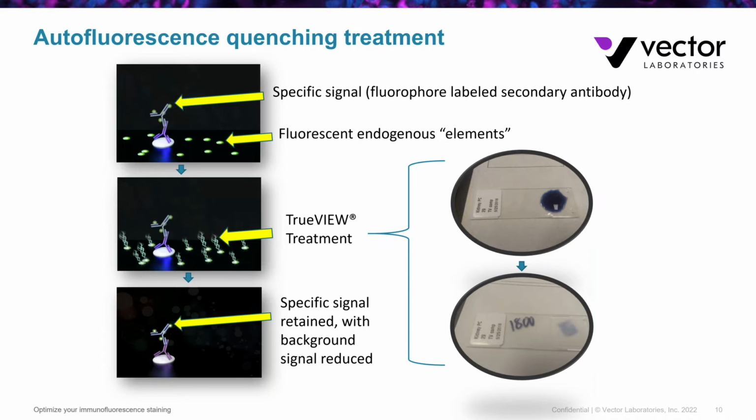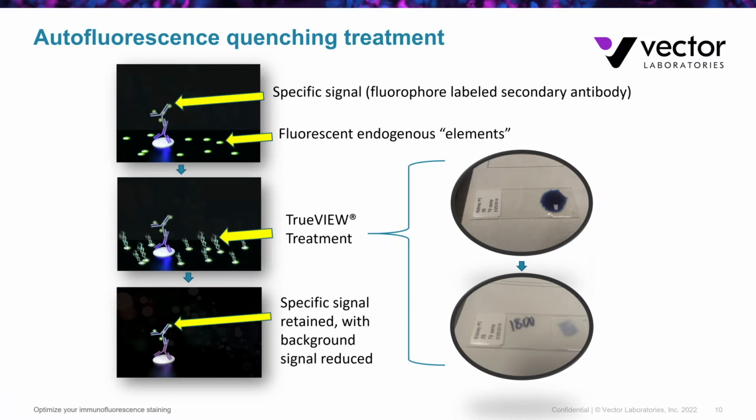So TrueView is applied after the immunofluorescent detection methodology. If you remember back to the original slide, this is your target antigen, your primary antibody detected by a fluorescently conjugated secondary antibody. And with the presence of the autofluorescence, you'd apply TrueView, which specifically targets that source of background interference, but retains the specific signal on that secondary antibody.